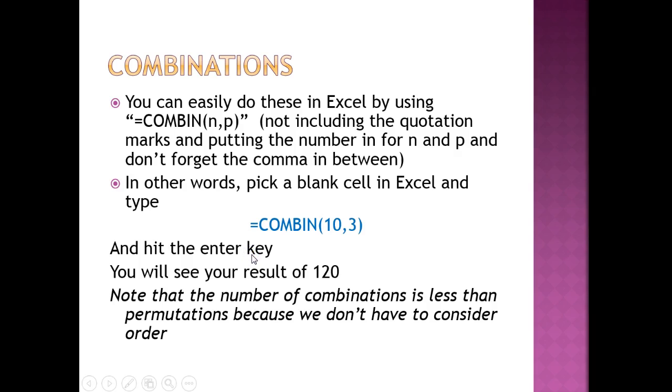So you can see how easy it is to use Excel. You just type in C-O-M-B-I-N for combinations. I would use the function picker because it will give you the left parenthesis. Type in a 10, comma 3 for a combination of 10 picking 3.